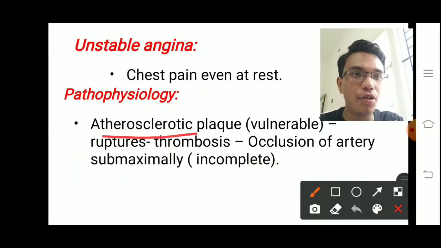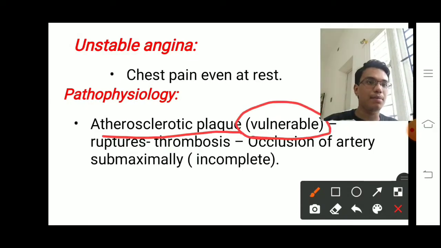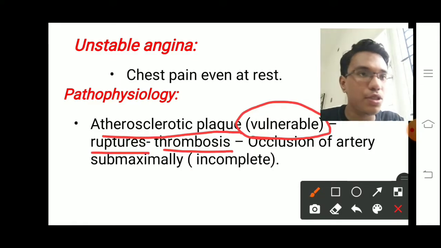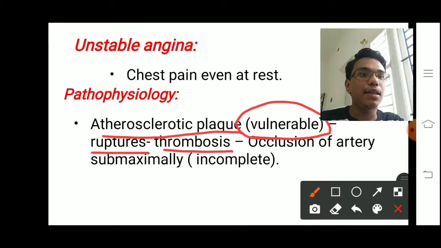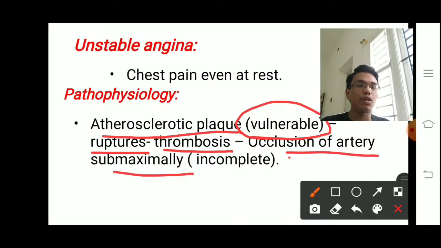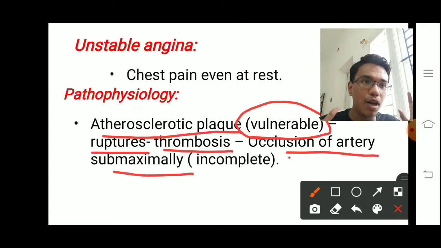So there is an atherosclerotic plaque which should be vulnerable. If it is invulnerable, it will not get ruptured easily, right? And this vulnerable plaque, if it ruptures, leads to thrombosis due to platelet aggregation, and that leads to submaximal occlusion of the artery, that is incomplete occlusion. The whole artery is not blocked. If the whole artery is blocked, then it will become myocardial infarction. So the difference between this and myocardial infarction is that here the occlusion of the artery occurs submaximally. That means incomplete occlusion, with a very little lumen present through which the blood can flow.